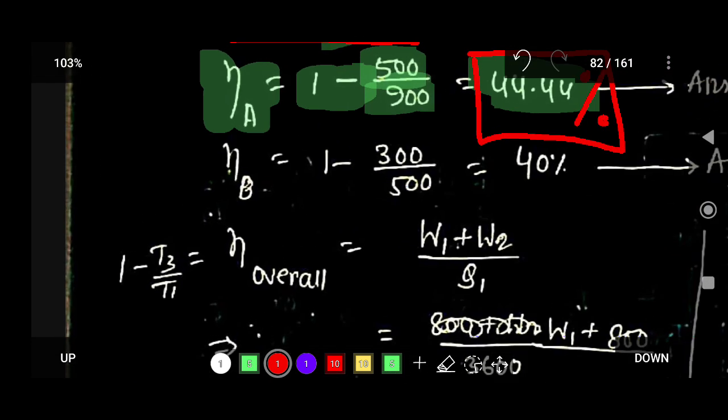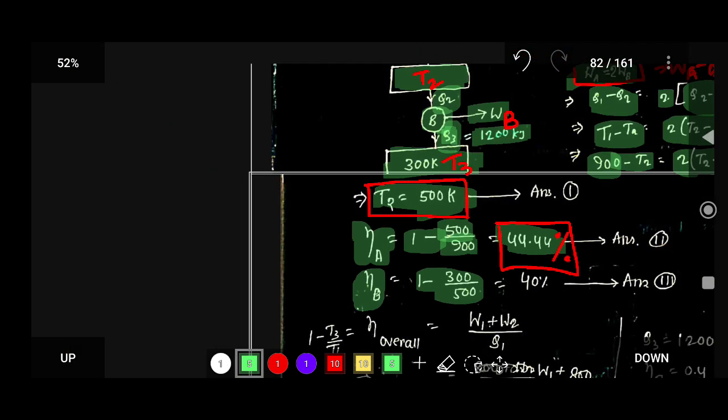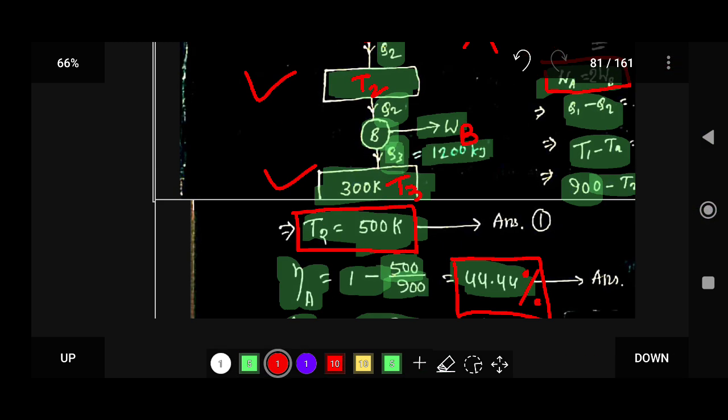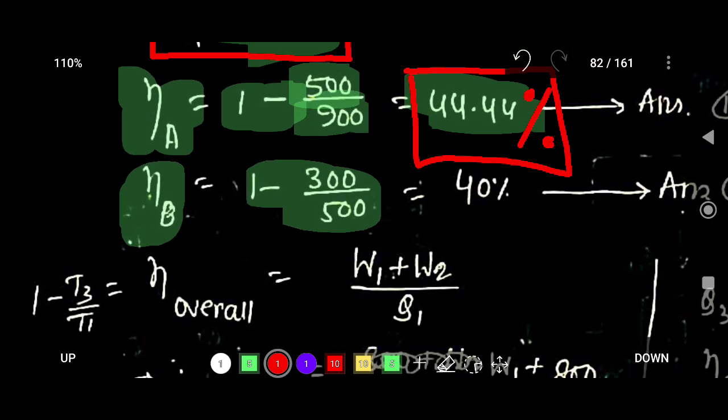Now if you want to calculate the efficiency of engine B, that is equal to 1 minus TL upon TH. For engine B the lower temperature is 300 and the higher temperature is T2, which is 500. So if you calculate this, it will be 40%.